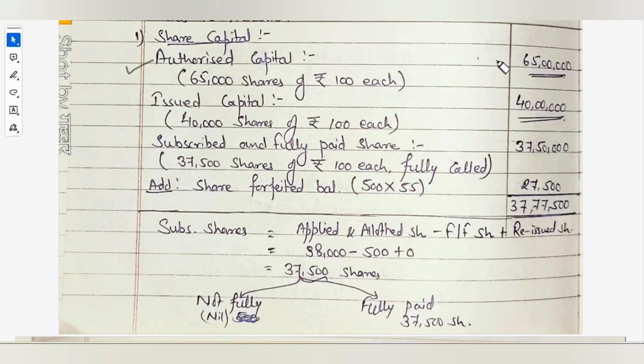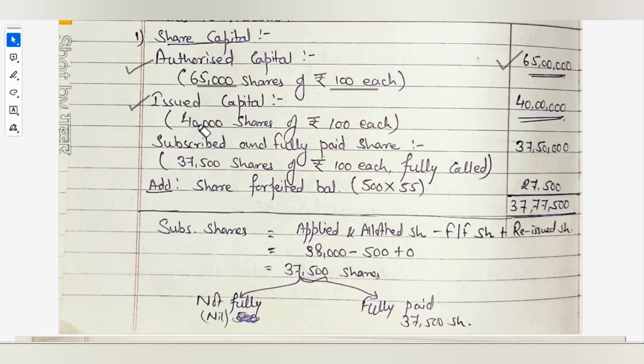So capital is given as 65 lakh, but the number of shares should be 65,000 shares because the face value of rupees 100 each was there. So 65,000 shares of 100 each, that is equal to 65 lakh, that is authorized capital. And then authorized capital is written, followed by issued capital.